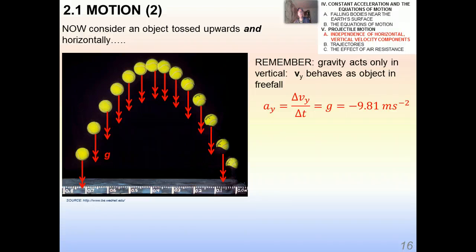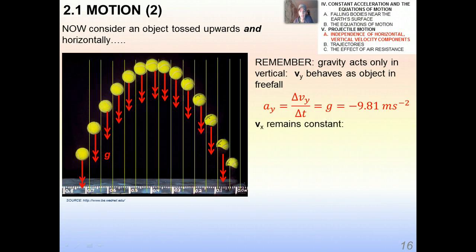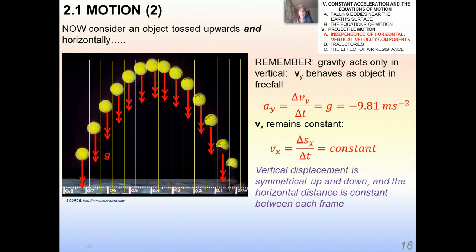What's interesting, if you remember from last time, is that even when a ball is going upwards, it's in free fall, and the acceleration of gravity is acting to slow it down. At the very top of its trajectory, the velocity, of course, is 0. Then it starts to speed up again as it comes back down because of this acceleration vector g that's pulling it down. So remember, Vy acts on an object in free fall in the vertical. Now we know that Vx remains constant.